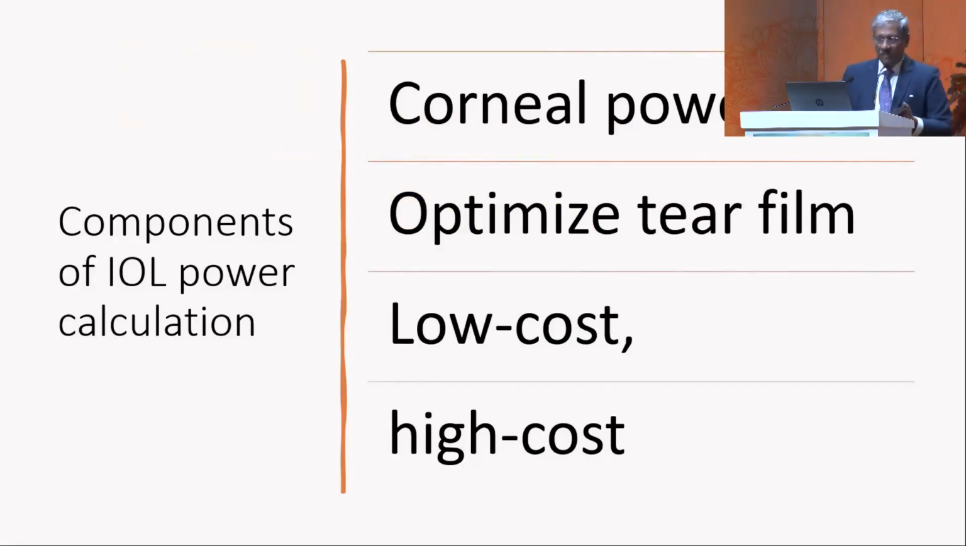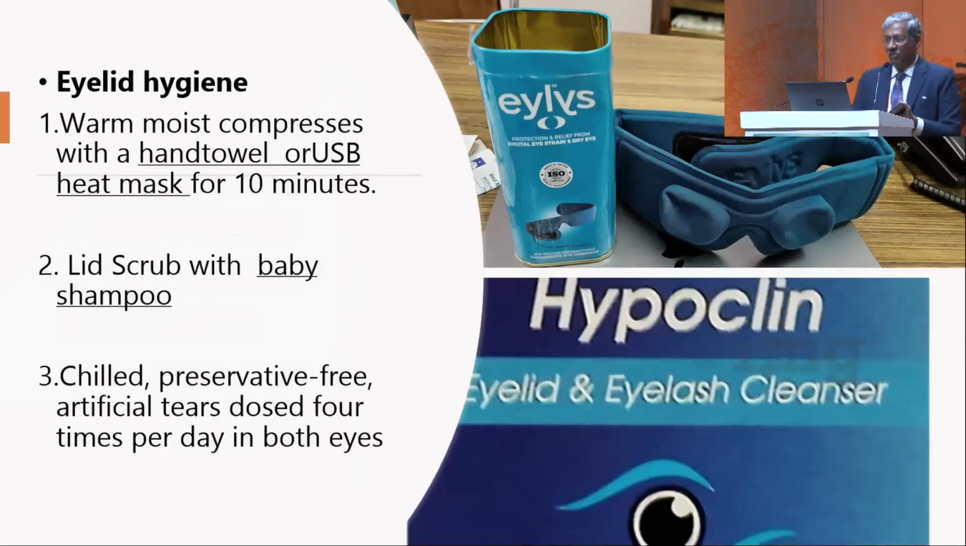The first step to get good power outcomes is to optimize the cornea and the tear film, and we have some low-cost options like the eyelid warmer. This particular instrument heats up the lid, and it has safety controls inside. It was designed by an AIOS alumnus.